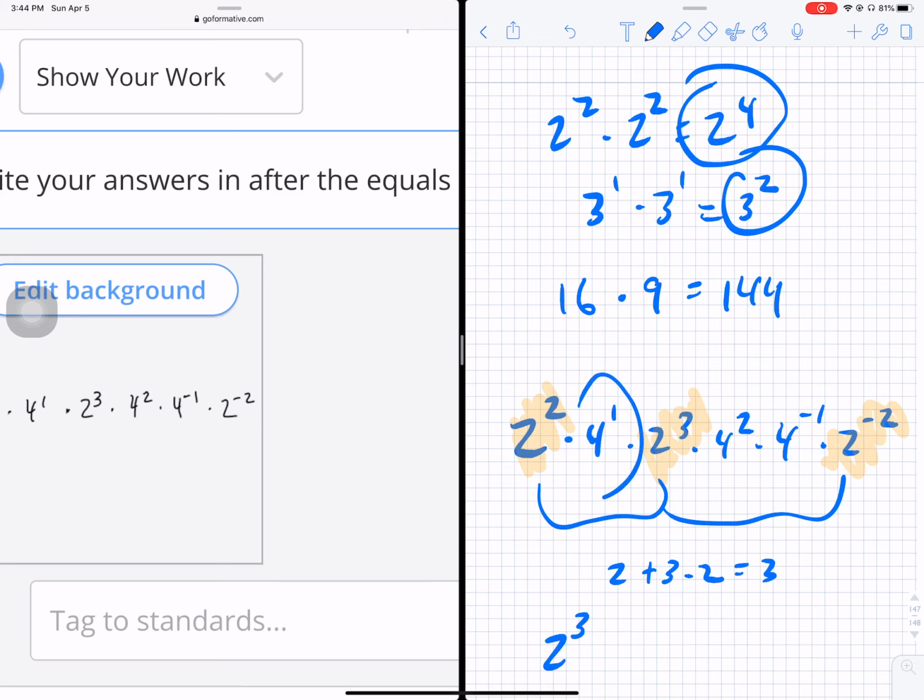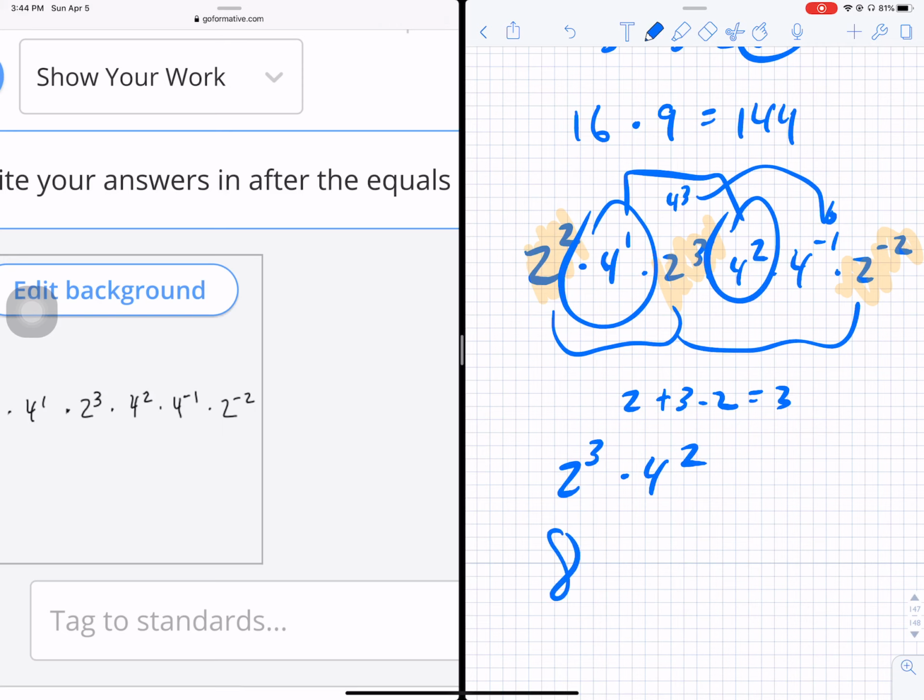The 4 side is 4 to the first and 4 squared. That makes 4 to the third. But then I have to take away one of them, so I have 4 squared. 2 to the third power is 8, 4 squared is 16, and you're just multiplying those together. 128, right? 8 times 16, yeah, 128.